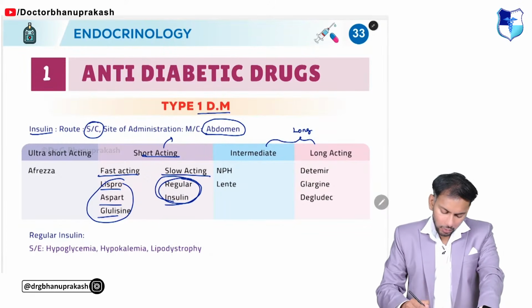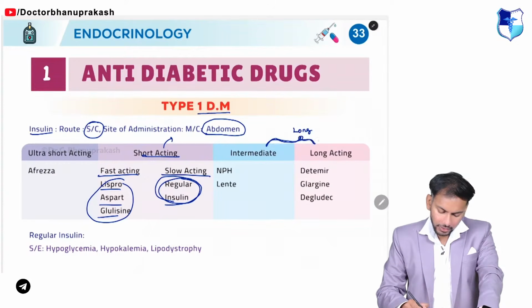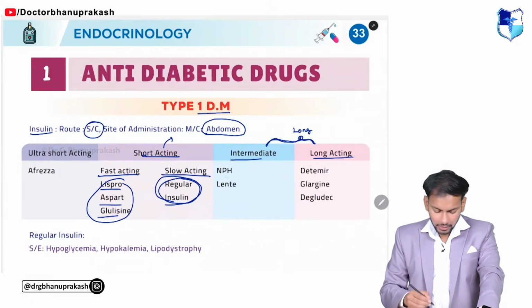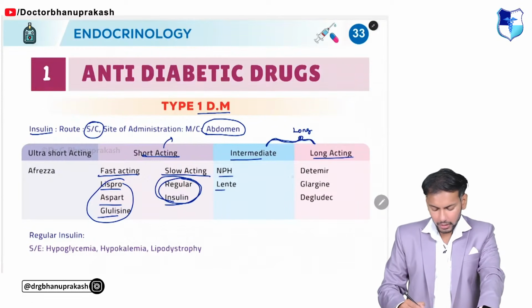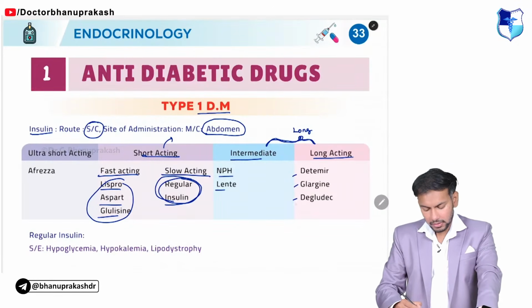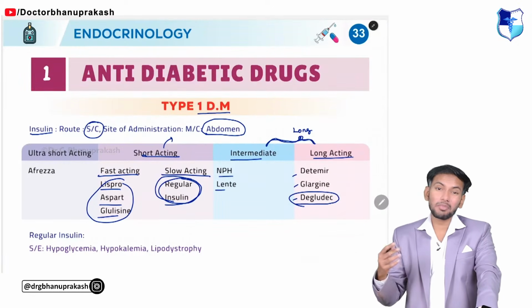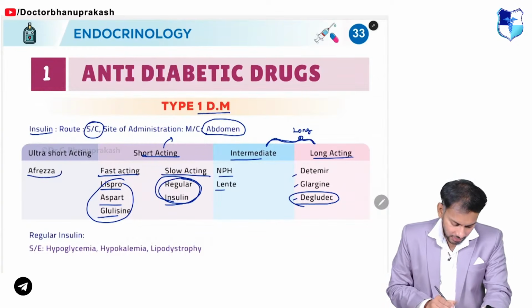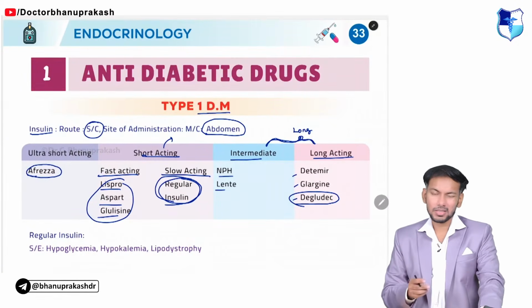Now, coming into the long acting, I've again divided into 2, intermediate and long acting. See, in intermediate acting, NPH and lente. In long acting, you have detemir, glargine and degludec. The longest acting insulin is degludec. Now, we also have an ultra fast acting insulin, that is nasal insulin. It is Afrezza. This is the latest insulin.